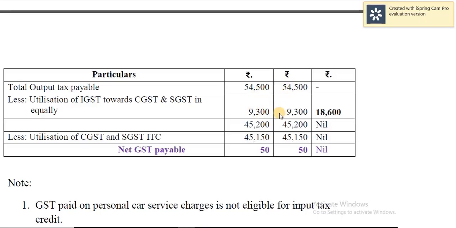We are doing that equally, but there is no rule as such. So that could be utilized in any order and in any proportion, which I have already explained earlier. After set off of 9,300 and 9,300 from IGST, what remains is 45,200 CGST and 45,200 SGST, and the entire surplus is being exhausted. Now let us set off the input tax credit of CGST and input tax credit of SGST. So we did that. As a result, now what remains is 50 rupees CGST and 50 rupees SGST.